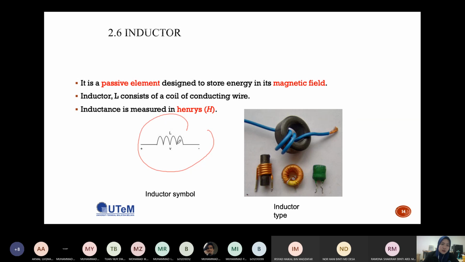You look here, the symbol looks like a coil. The symbol looks like a coil because the inductor is basically a coil of conducting wire. So if you have this one, and you have a coil, you look here, all of this is a coil of conducting wire. So this is an example of an inductor. The unit for inductance is henries. We use H. H is henries.